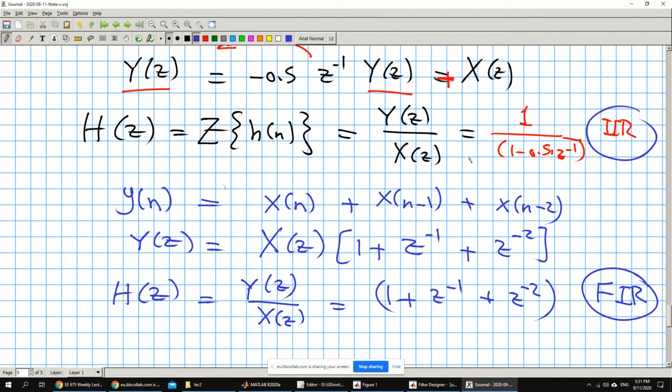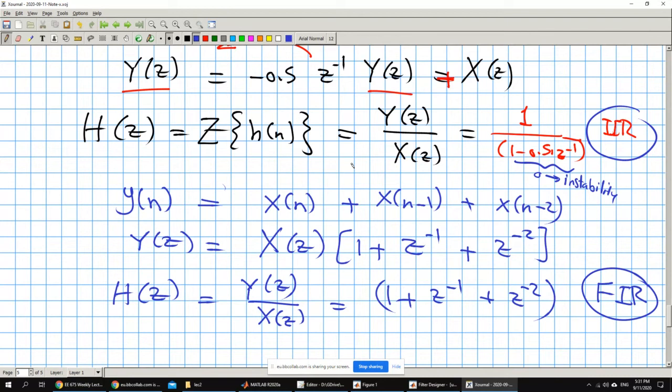So as you see here, whenever you have a denominator, you run into a possibility: what would happen here if z is equal to 2? The denominator would be 1 minus 1, which is 0. So basically, this is infinity. Stability. Okay, so it's obvious that the IIR has some problems.